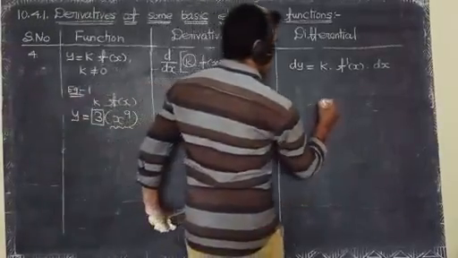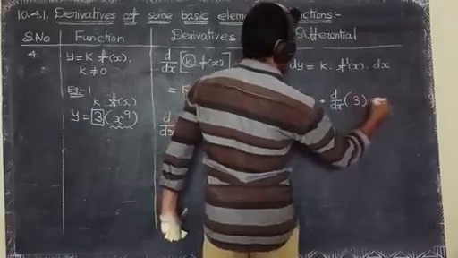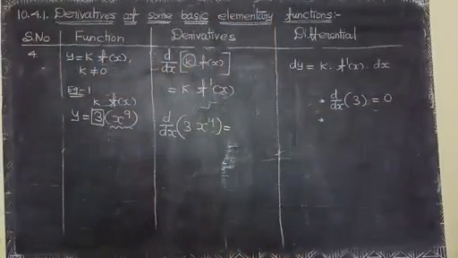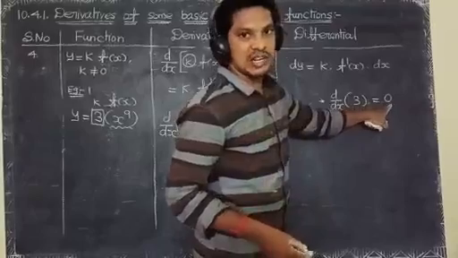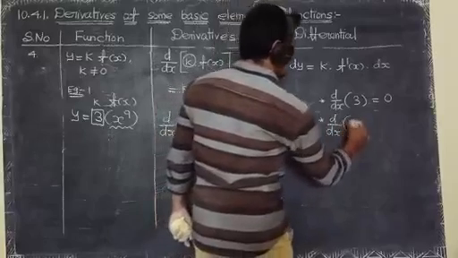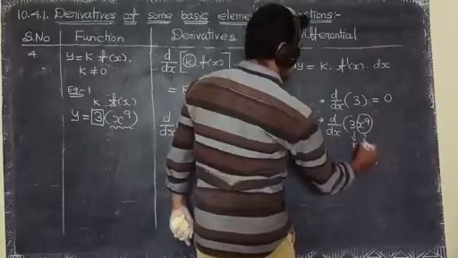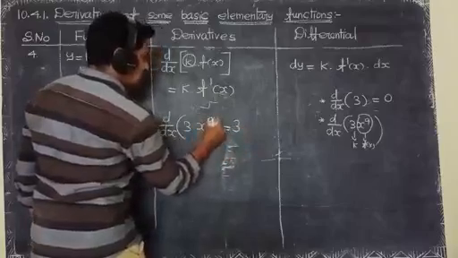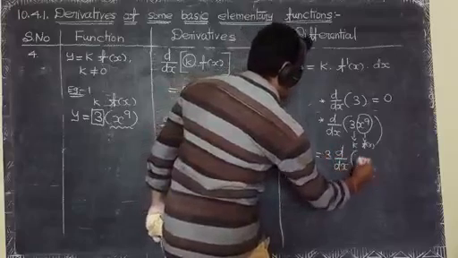Here we conclude two results. d by dx of 3 is equal to 0, because this is a constant; a function having only a constant has derivative 0. But here d by dx of 3 into x power 9: this is the constant k, this is f of x, so it equals 3 into d by dx of x power 9.